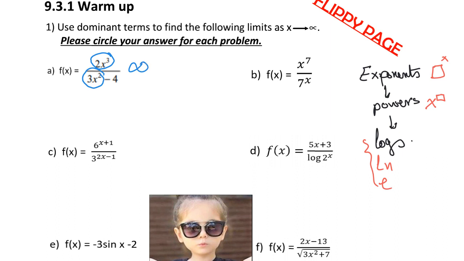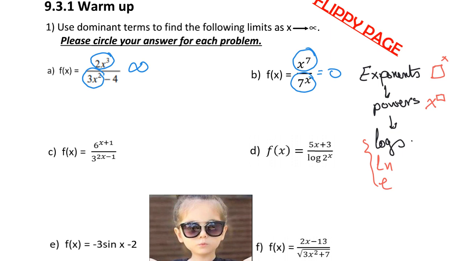For B, I have x to the power of 7 over 7 to the x. So the top is a power expression, and the bottom is an exponent expression. We know exponents beat powers, so this will go to 0. So if the dominant term is in the denominator, it goes to 0. If the dominant term is in the numerator, then it goes to either infinity or negative infinity. If they have equal powers, and only equal powers, then it would be the ratio of the coefficients of the numerator and the denominator.